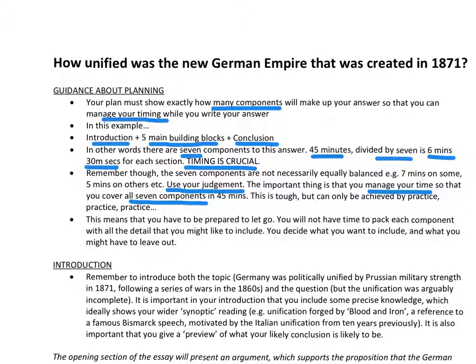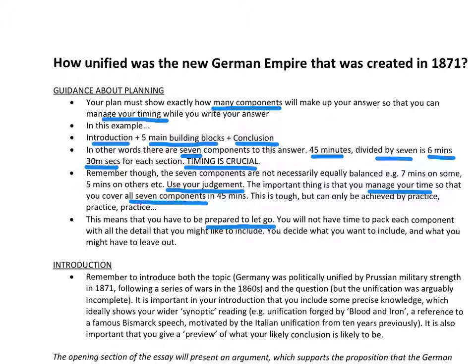You will not have time to write down everything that you want to put across for each component. So within each component, let's say you're writing for 6 minutes on building block 1, after about 6 minutes you've just got to let go of it. You've got to move on to the next component. There will be more that you will want to say, but you simply haven't got the time to do that. Remember, that's true for all the tens of thousands of people across the country who are sitting this paper.